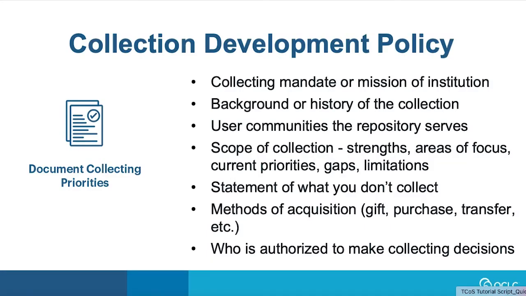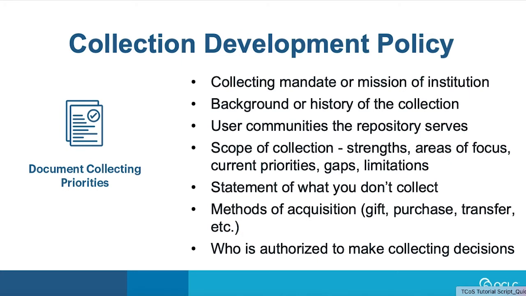Our template walks you through elements to consider in writing or revising a collecting policy, including the collecting mandate of the repository and the mission of the institution, background or history of the collection and its development over time, details about who the user communities are that the repository serves, information about the scope of collection, the strengths, areas of focus, current priorities, as well as gaps or weaknesses and limitations on what you don't collect.